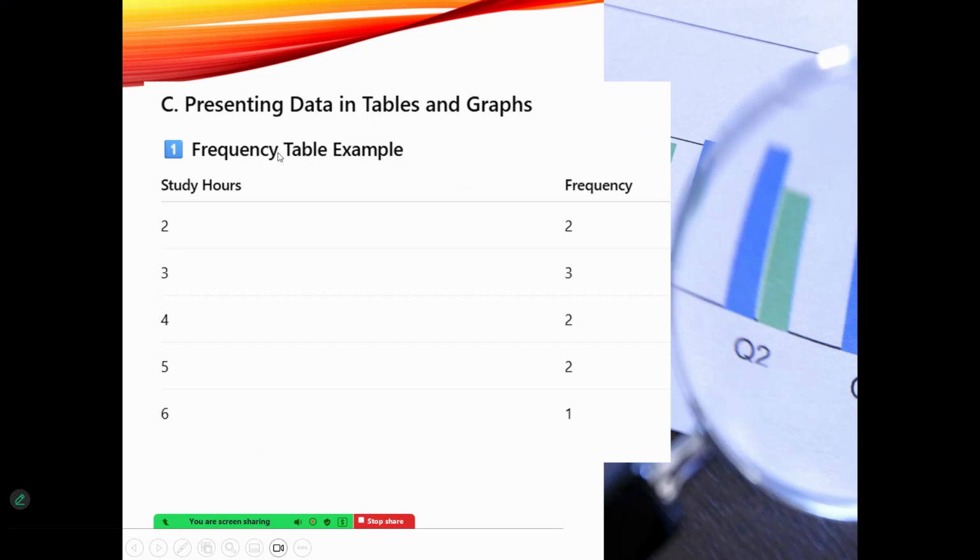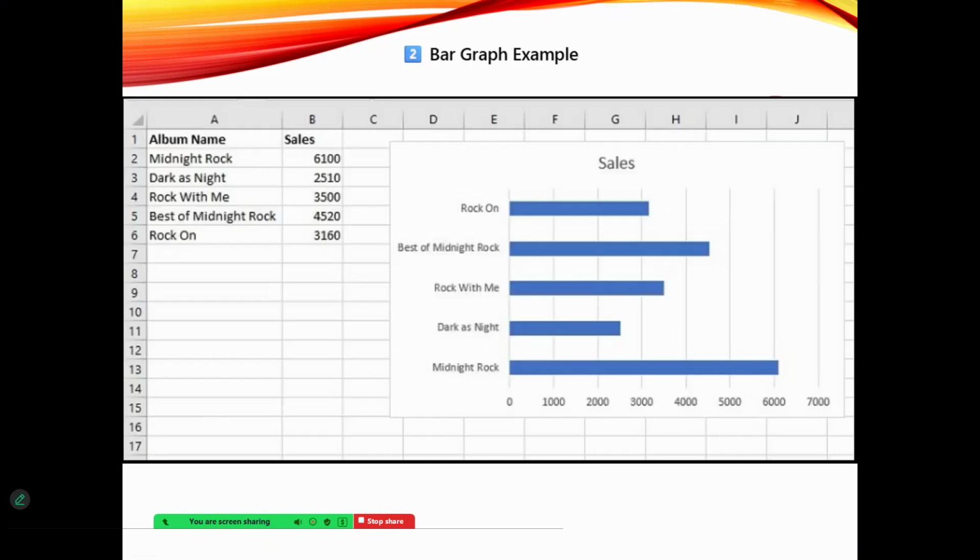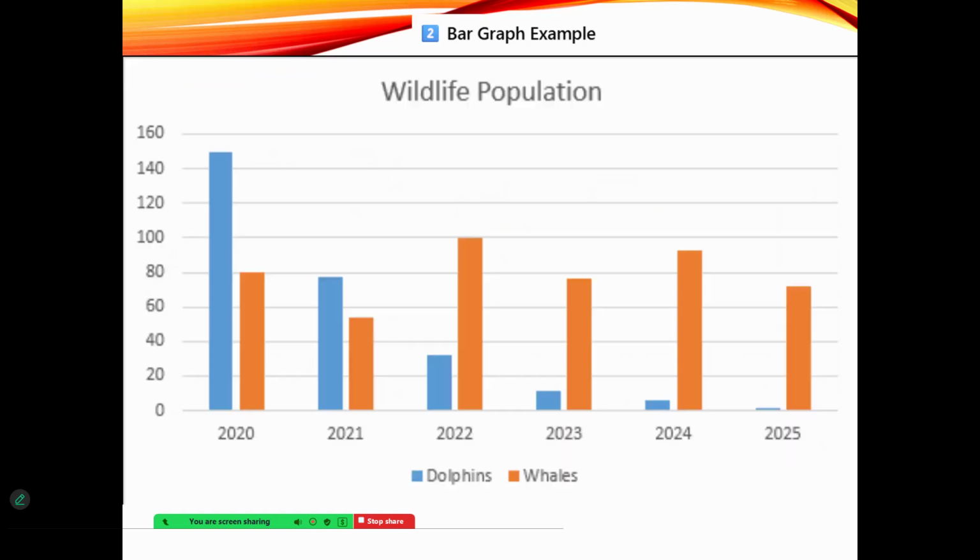For example, this is a frequency table. Study hours and frequency: two students studied for 4 hours, two students studied for 5 hours, and one student studied for 6 hours. So that's how you present data. And this is an example of a bar graph. And this is another example of a bar graph.